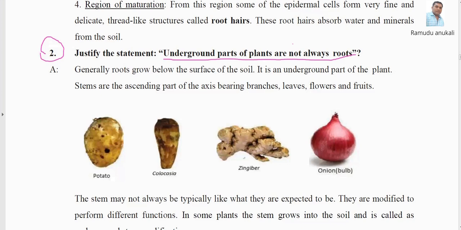So the parts which are present inside the soil regarding the plant will not be called roots. That is what you have to keep in your mind. Generally roots grow below the surface of the soil. Root is the underground part of the plant.